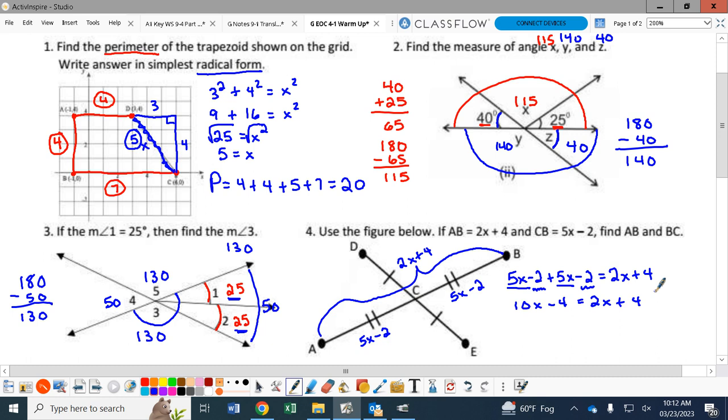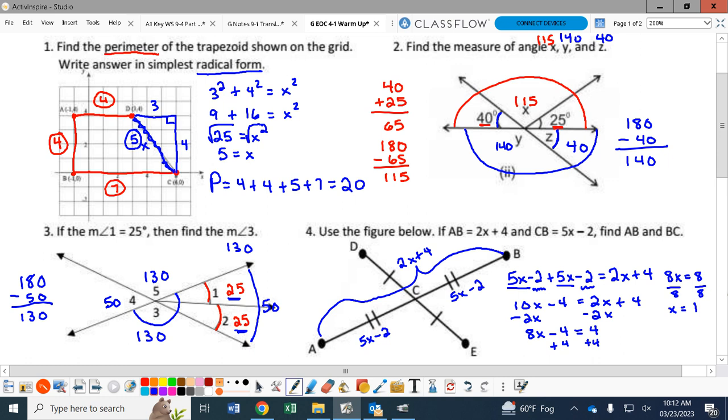Okay. That 2x that's on the other side needs to move to this side by subtracting 2x from both sides. When you do 10x minus 2x, that's going to give you 8x minus 4 equals 4. Add 4, 8x equals 8. Divide by 8, divide by 8. x is going to equal 1. 8 divided by 8 is going to give you 1.